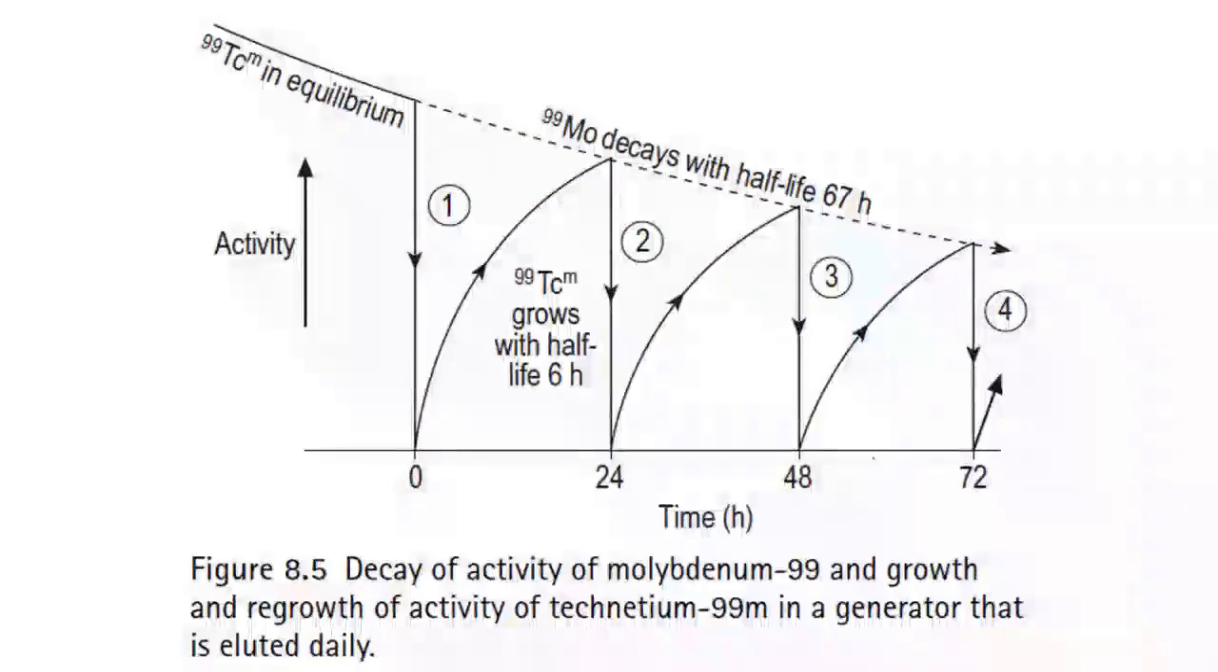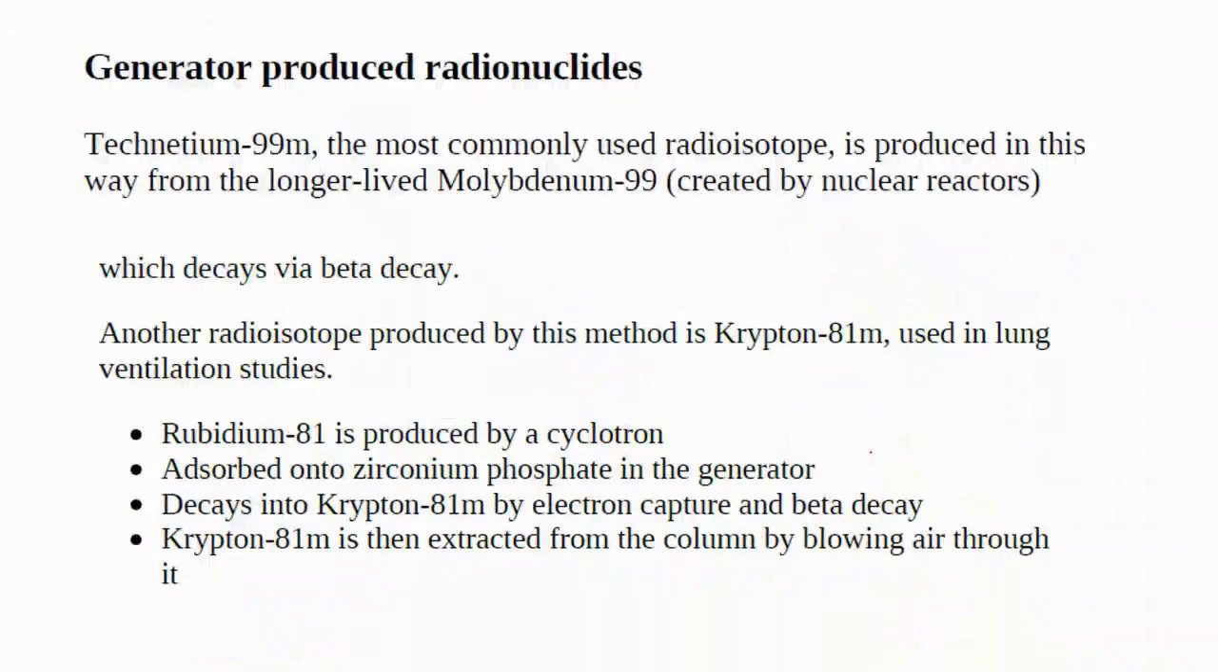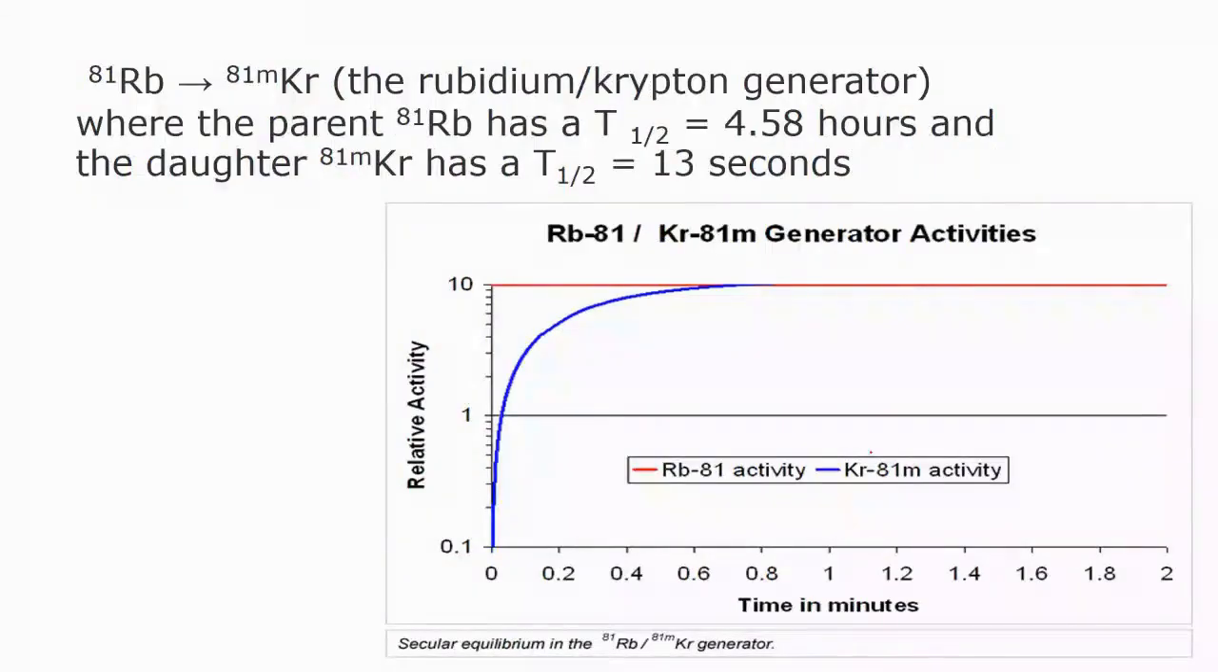Okay, let's talk about this new type. We also mentioned that there is another type of generator, but it is not as common as the one that gives you krypton 81 metastable. The half-life of rubidium is 4.5 hours, and it operates using the same technique and process.